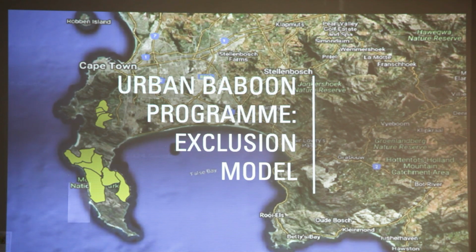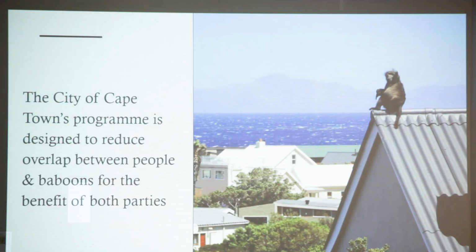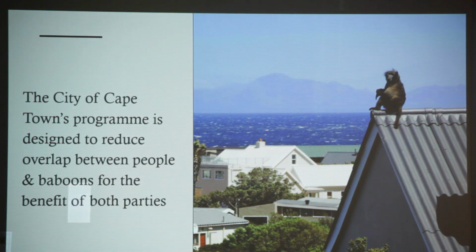So we're going to look first at the urban exclusion model, which our best representation of that is the Urban Baboon Program. I didn't mention earlier, but I am the project manager and conservation scientist for this program for the last 4 years. And this is run by the City of Cape Town, currently managed by our company NCC Environmental Services. Due to extensive urban sprawl, the Cape Peninsula baboon population is trapped in overlap with people. This is the extent of the urban troops' ranges, but there are more troops further in the south there. So the City of Cape Town initiated this program, which was designed to reduce direct overlap between people and baboons in the interests of both parties.